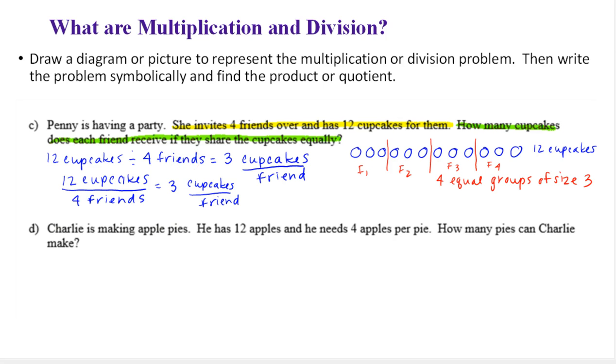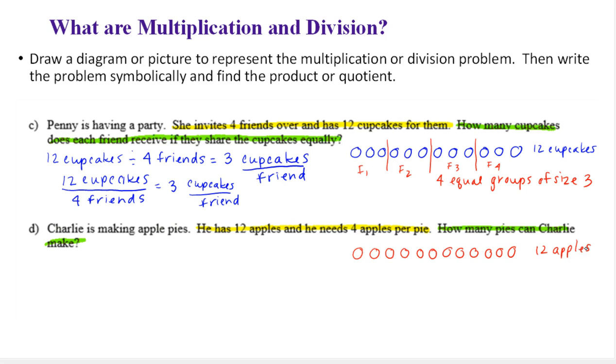Let's look at the next one. Charlie is making apple pies. He has 12 apples, and he needs 4 apples per pie. And the question is, how many pies can Charlie make? So let's start by drawing 12 apples. I'm actually going to make them red so they look like apples. 1, 2, 3, 4, 5, 6, 7, 8, 9, 10, 11, 12. So here are our 12 apples.